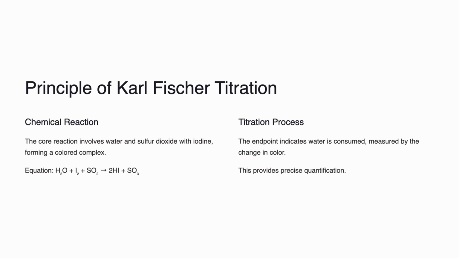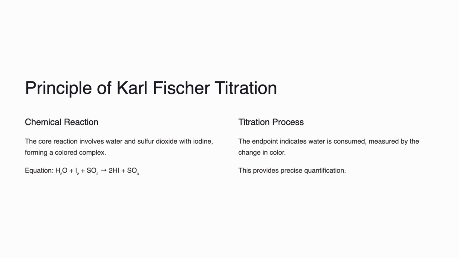So here we come to the main principle of Karl Fischer titration. As we can see, a chemical reaction takes place where iodine reacts with the water content in the sample to determine the amount of water present initially. After reaching the end point of the reaction, we get to know the amount of water present. This endpoint is determined by the presence of electrodes.